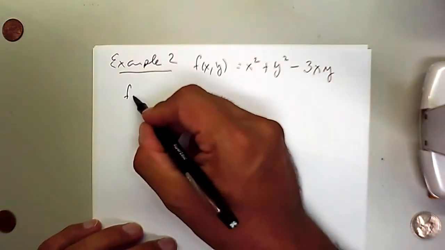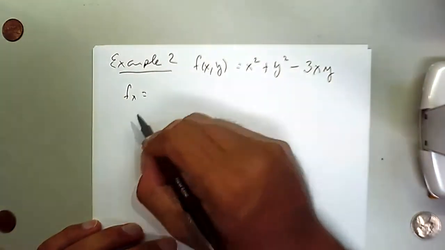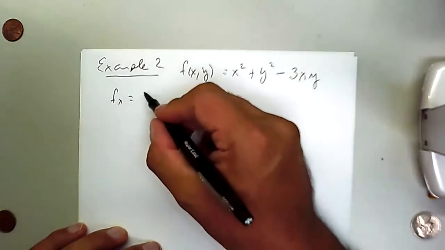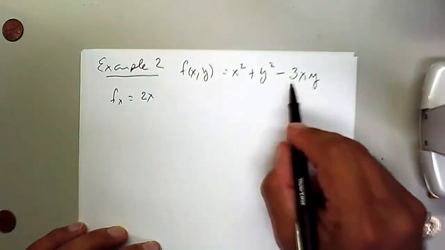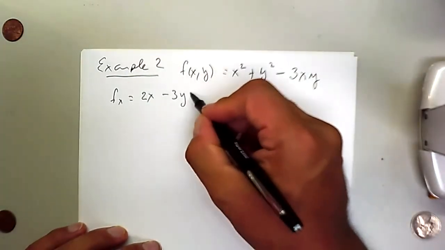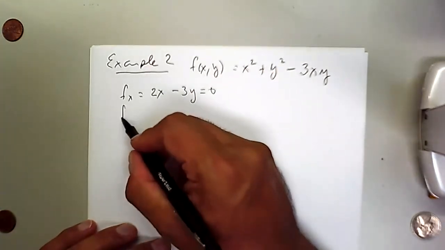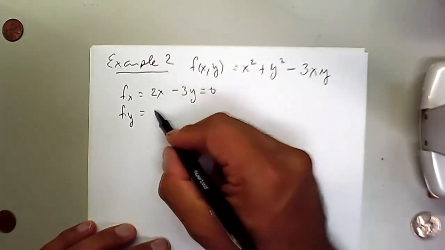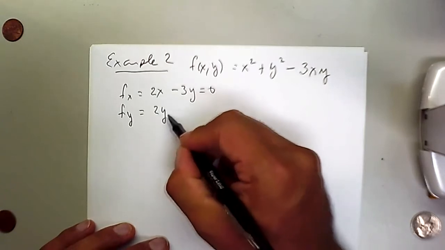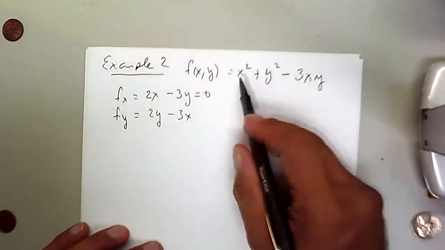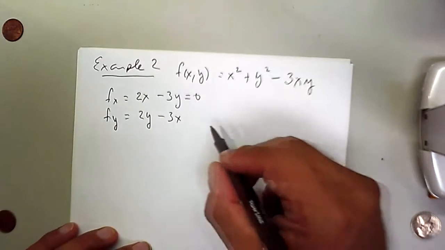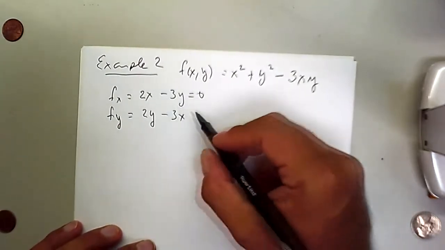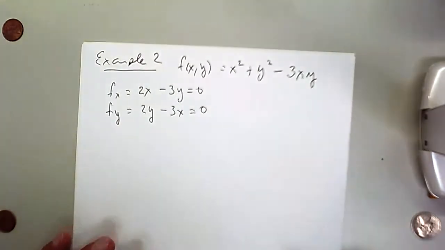So we set the first derivative equal to 0. The first derivative is 2x minus 3y, and we set that equal to 0. First derivative with respect to y will be 2y minus 3x. This equation is pretty symmetric with respect to x and y, so we end up with similar things going on here.